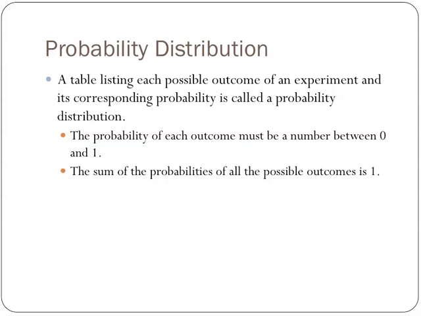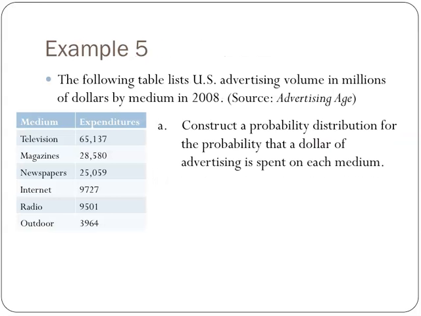So take a look at example 5. The following table lists U.S. advertising volume in millions of dollars by medium in 2008. So we have the medium: television, magazines, newspapers, internet, radio, outdoor. And then on the right, we have the expenditures. This is in millions of dollars.